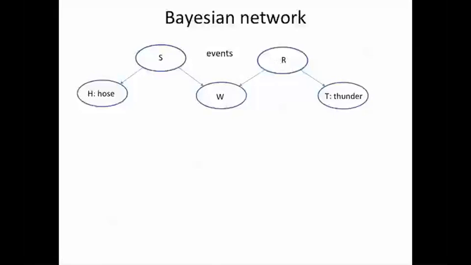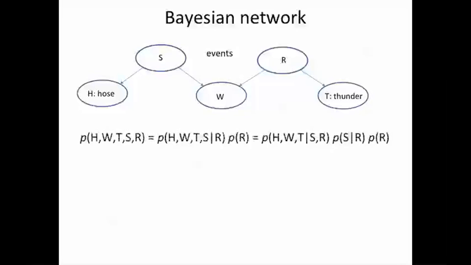Let's try to work out the probability for this network, starting with the joint probability of H, W, T, S, and R. Using Bayes' rule to factor R out, we get this first term. Then we factor S out. Again, we'll get H, W, T given S and R, and the probability of S given R, and the probability of R. This is simply a recursive application of Bayes' rule.